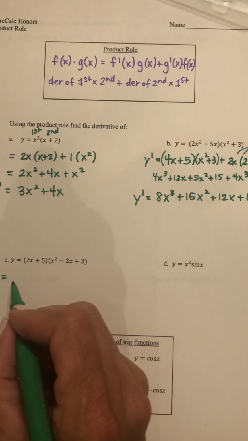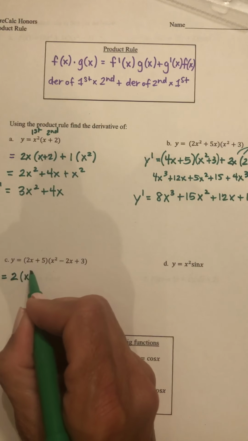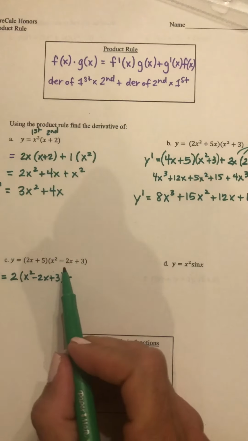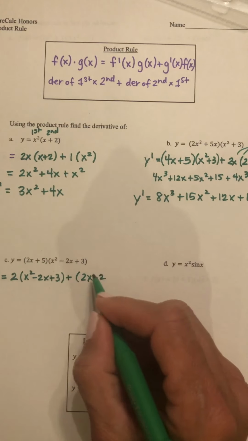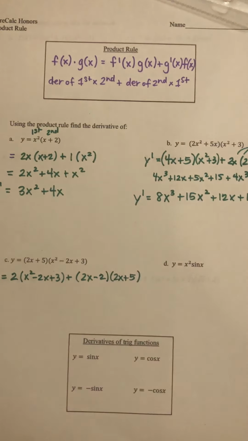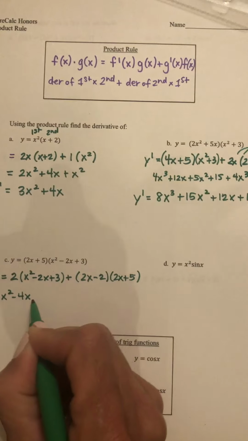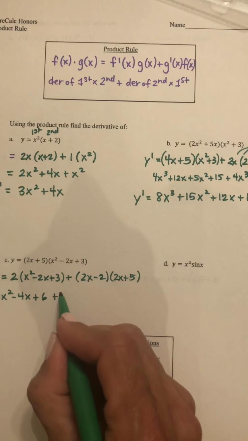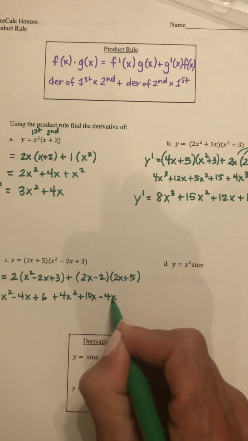The derivative of the first, well, that's easy. That would be a 2 times the second, x squared minus 2x plus 3, plus the derivative of the second. So I'm going to get a 2x from here, and then minus 2, the 3 goes away, times the first guy, 2x plus 5. So, yeah, annoying algebra here. Looks like I get 2x squared minus 4x plus 6. And then when I multiply this out, I double distribute: 4x squared plus 10x minus 4x minus 10.